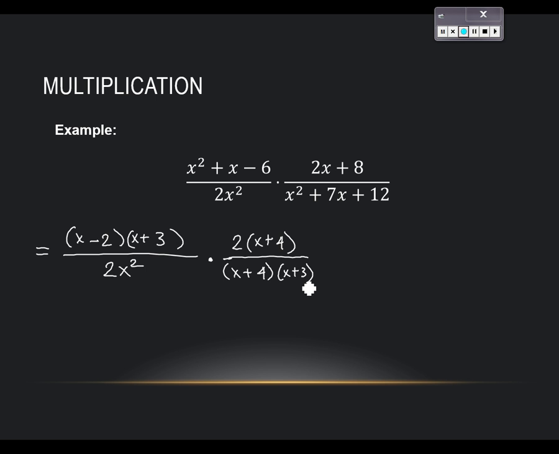And then here comes the fun part, right? We cancel stuff out. The x plus 3s cancel out, the x plus 4s cancel out. The 2s cancel out, leaving just x minus 2 over x squared. Is that all that's left? Oh, you can cancel all that out, even if they're not together.